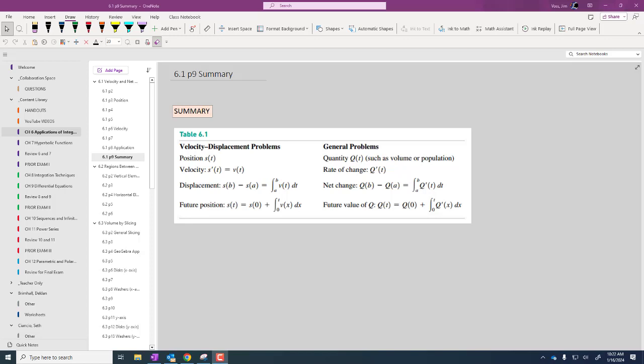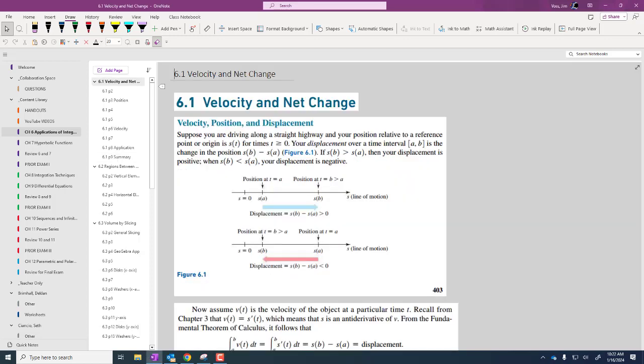Context here, we're going to start out by imagining the motion of a particle along a line. So it can go back and forth along a line. We're imagining a particle bouncing back and forth along a line.